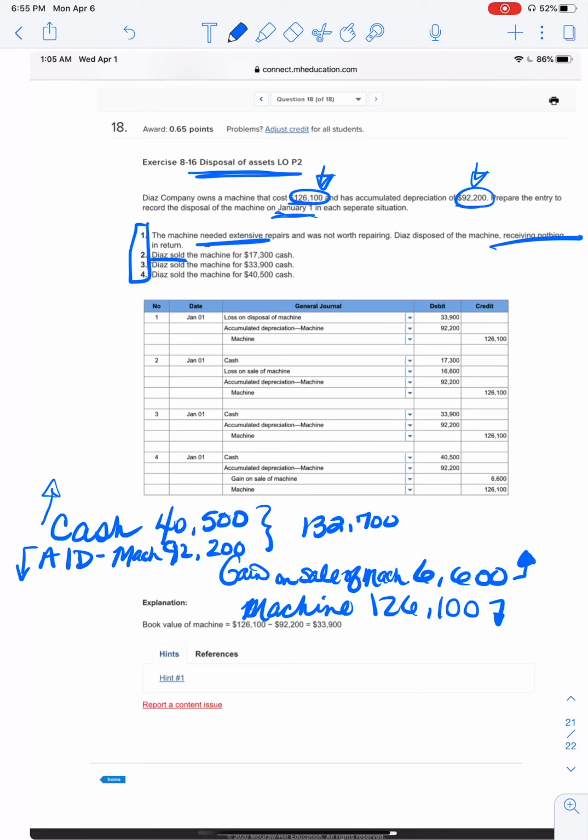So hopefully after watching this video, you feel pretty comfortable with exactly how we account for long-term assets, how all this works together to help us organize this information and help us put together good, solid financial statements for our users.